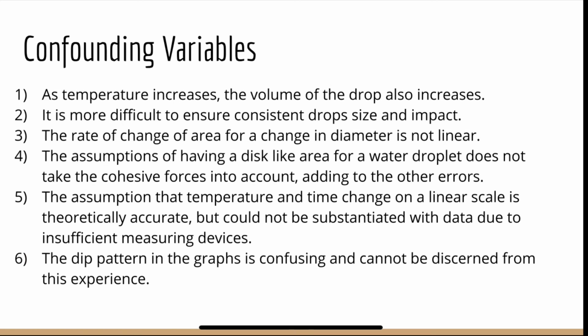So a couple confounding variables that I ran into, just to recap, is that as temperature increased, the volume of the drop also increased, which was causing me to vary 2 things at once. And second, it was more difficult to ensure consistent drop size and impact since I didn't have tools at home. Third, the rate of change for area and a change in diameter is not linear, meaning that as diameter gets bigger and bigger, it has to get even bigger every time you want to change area by that much.